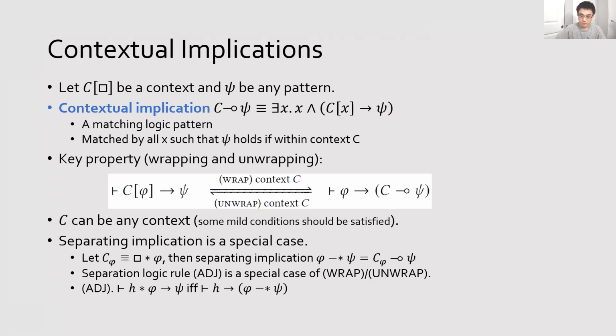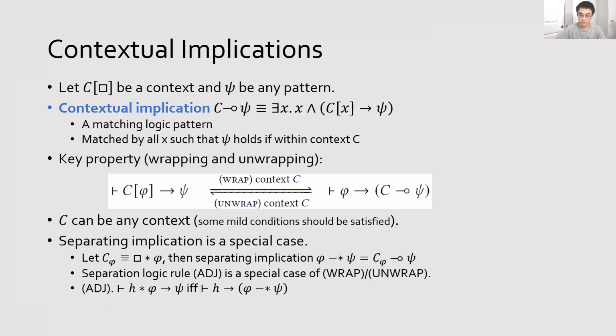The key property about contextual implication is wrapping and unwrapping. In short, if we want to prove C of phi implies psi, we can move C to the right-hand side and prove that phi implies the contextual implication. Now, suppose phi is a fixed point, we can apply the proof rule LFP to do inductive reasoning. And the result is several new goals whose right-hand side are the same contextual implication and the left-hand side are obtained by unfolding the fixed point phi. And at that time, we can unwrap the context and move C back to the left-hand side and keep going with the reasoning.